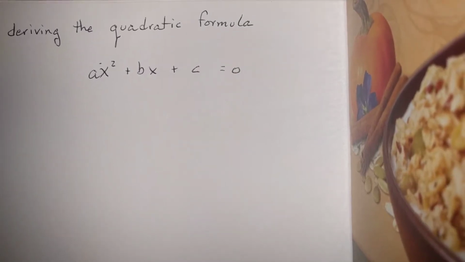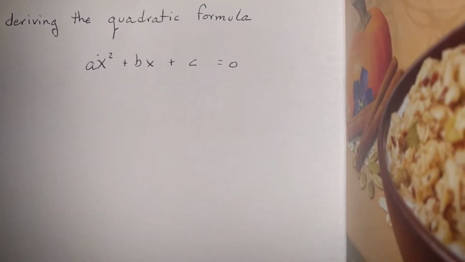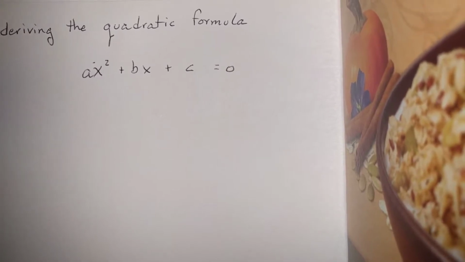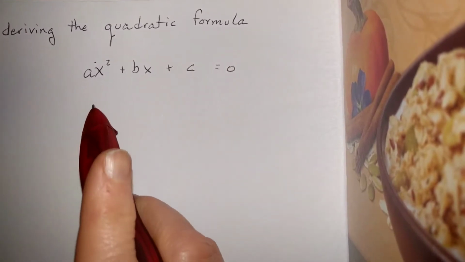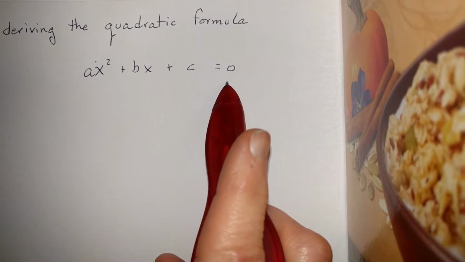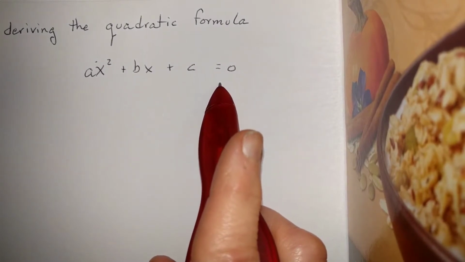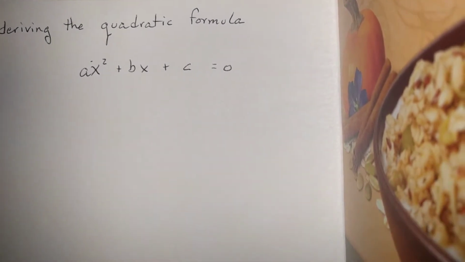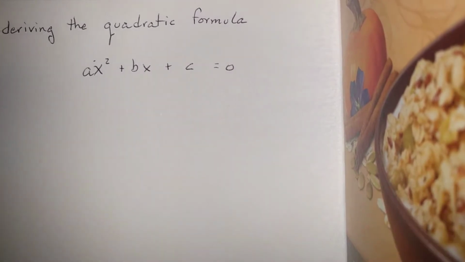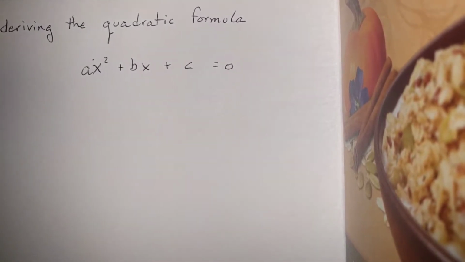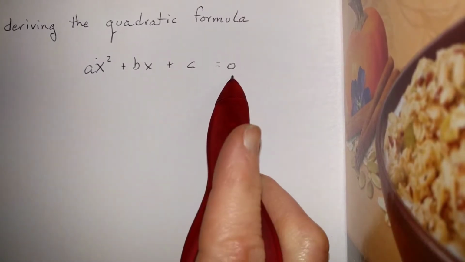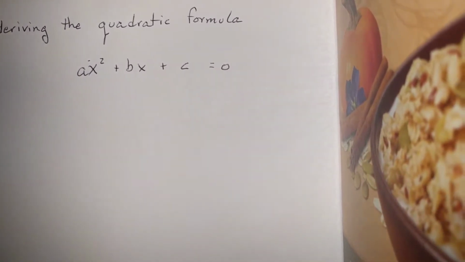So we are going to derive the quadratic formula by completing the square. First, we're going to take this generic quadratic equation. A, B, and C are all constants, different constants, and x is our variable. You notice we have it set equal to 0.